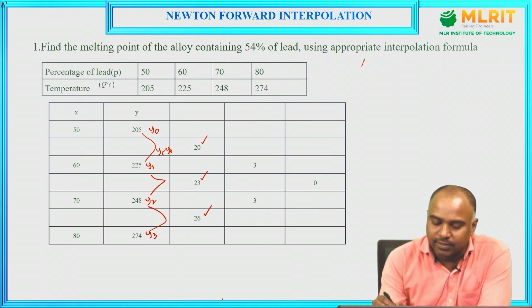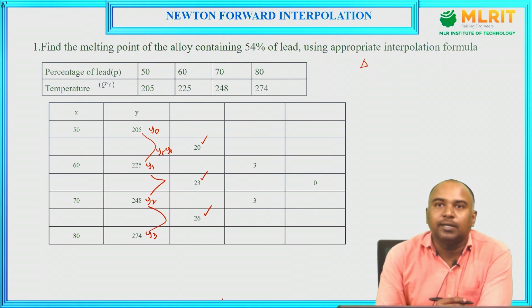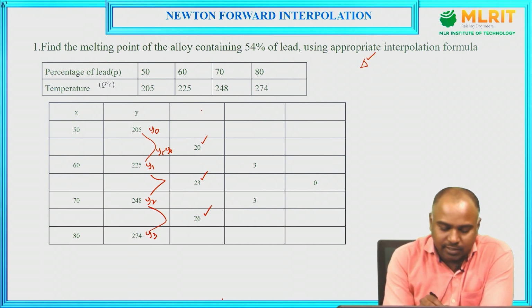In the last session we discussed the forward difference operator denoted by delta. Therefore, these first order differences are delta.